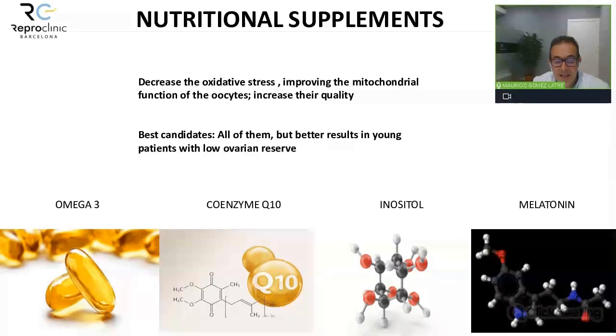By the other side, there are several substances that added as a nutritional supplementation can increase the quality of oocytes from several ways of action. The main fact is the diminution of the oxidative stress. It may be useful for all the patients, but it seems to be better results in young patients with low ovarian reserve. We are talking about omega-3, coenzyme Q10, inositol, or melatonin.